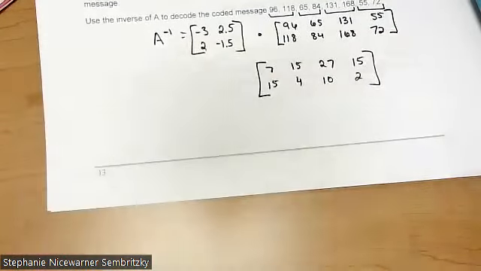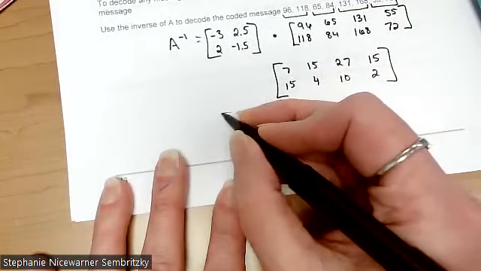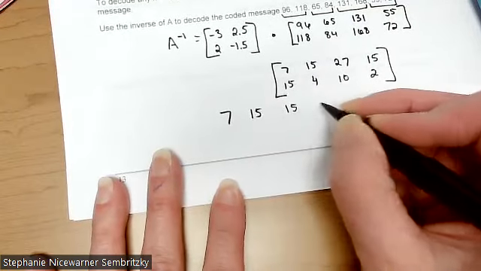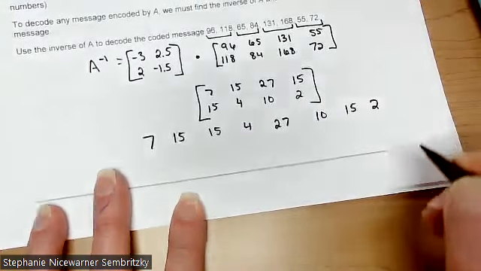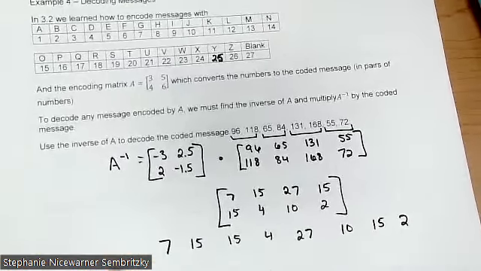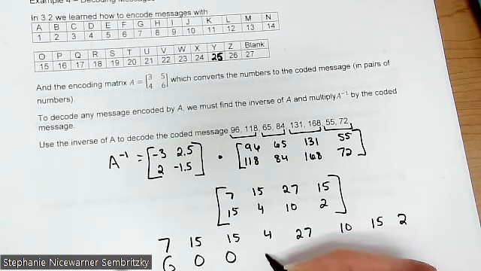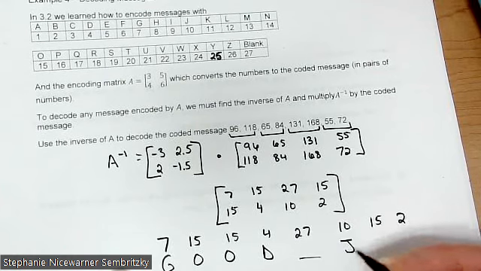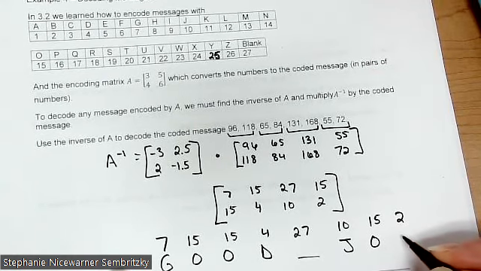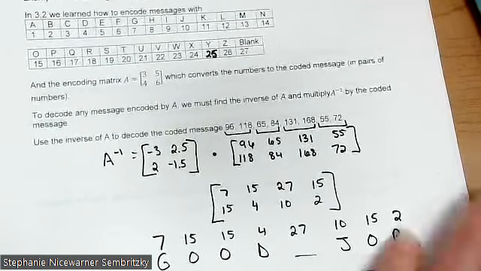Let's see if we can recall what it gives me. So we had put these in like that. So this is 7, 15, 15, 4, 27, 10, 15, 2. If I go back to the table with the code, 7 was G, 15 was O, 4 was D, 27 was a blank, 10 was J, 15 was O, and 2 is B. Good job. So we not only encoded a message, we decoded it.